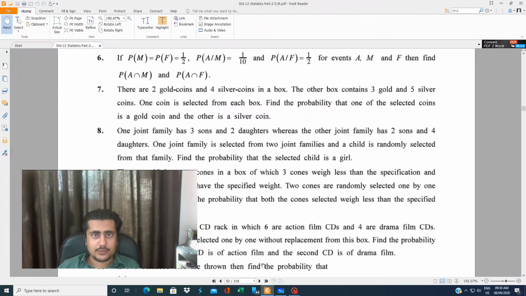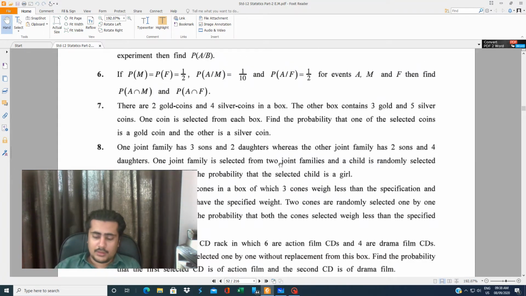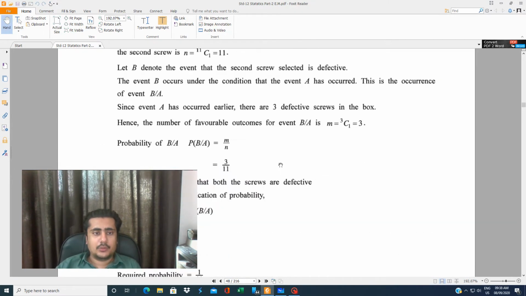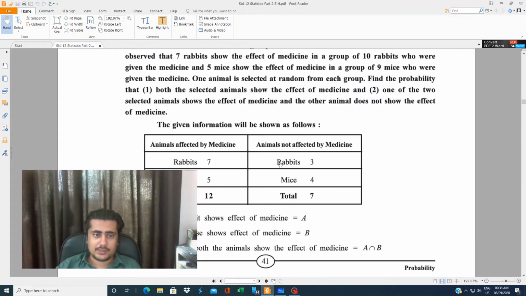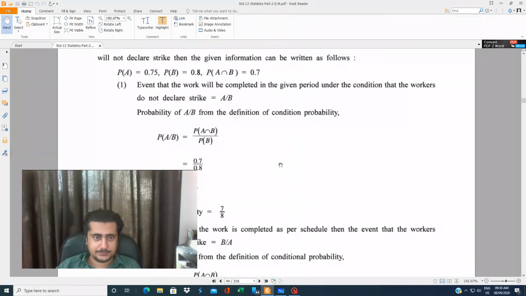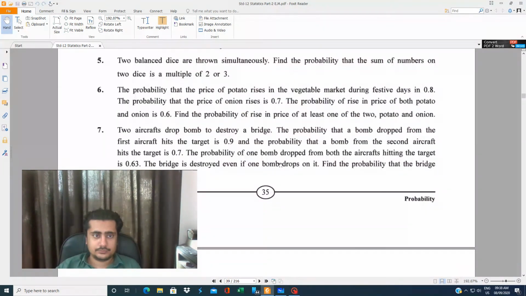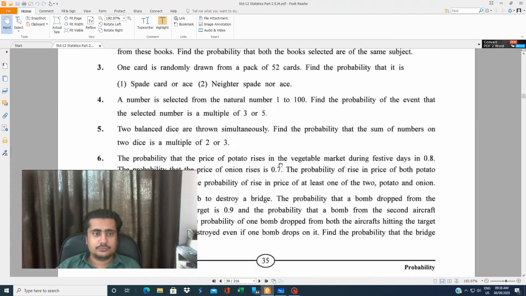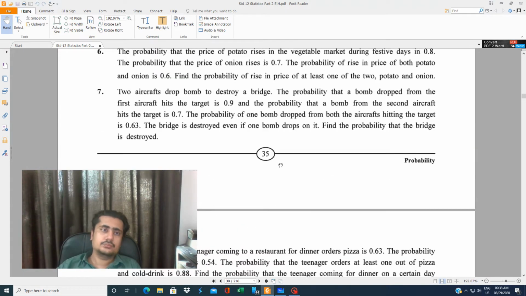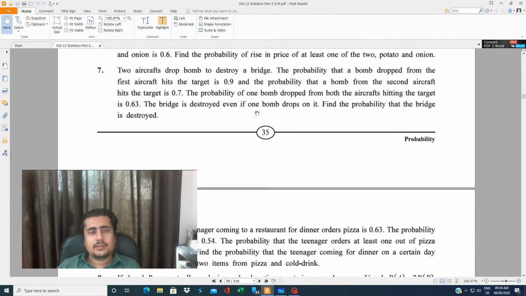Okay, so we have done sixth sum in 1.3. Now we'll be continuing with the seventh sum next to the sixth. Two aircraft drops the bomb to destroy a bridge. Now there are two aircraft who are throwing bomb. Okay, the target is a bridge.